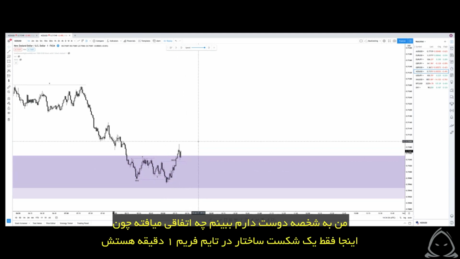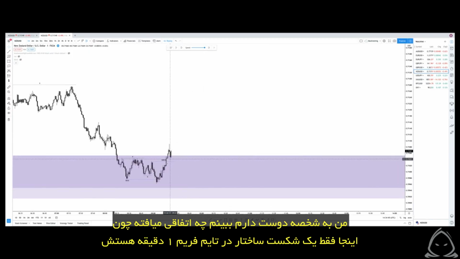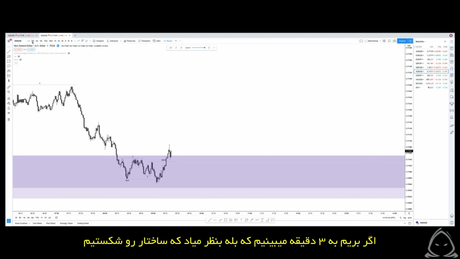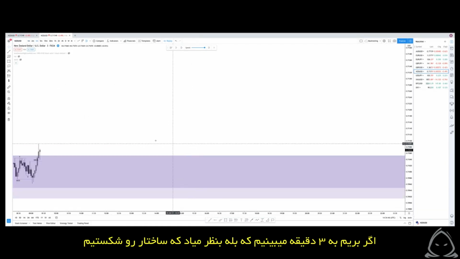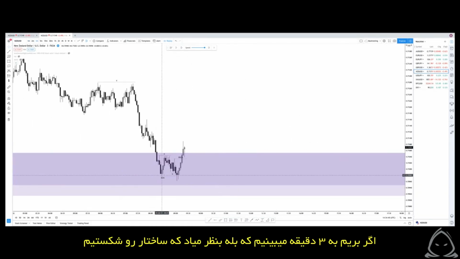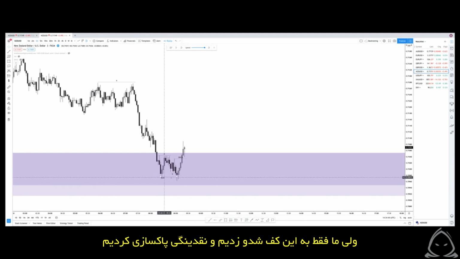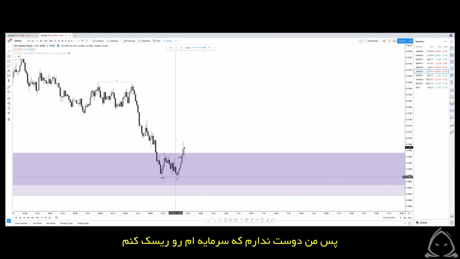For me personally now, I would like to see more, purely because this is just one break of structure on a 1 minute time frame. If you go on the 3 minute, yes, it looks like we've broken structure, but as you can see here, we've pretty much just wicked these lows and just swept liquidity. So I wouldn't be happy to risk my capital on this.